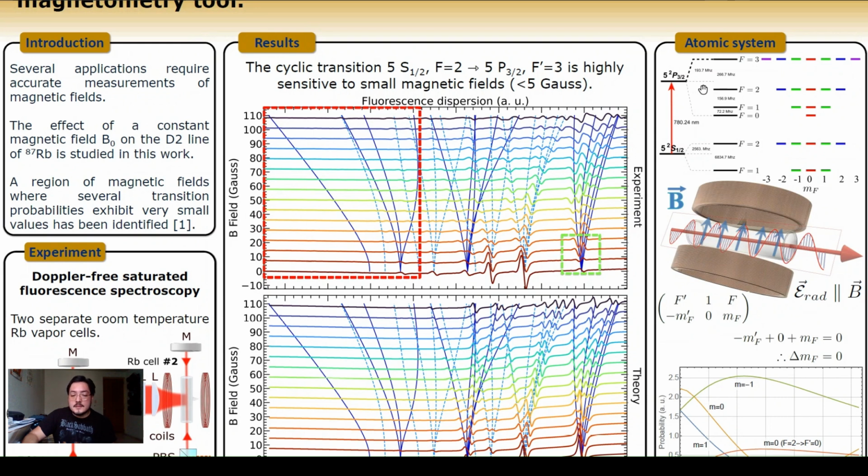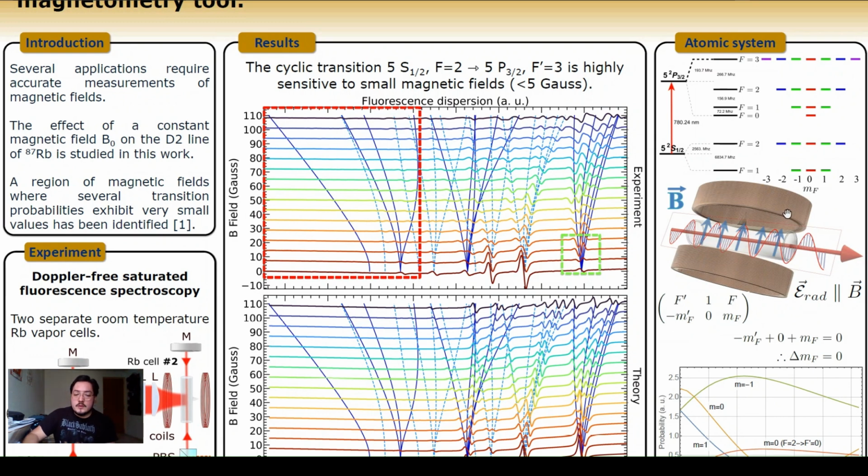In the presence of a magnetic field, these hyperfine states split into their corresponding magnetic sublevels. For example, the F2 hyperfine state splits into 5 substates with projections m sub F equals -2, -1, 0, +1, and +2. In general, for each value of F in the excited state, the external magnetic field results in a 2F plus 1 split manifold.